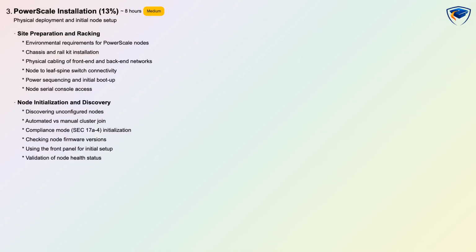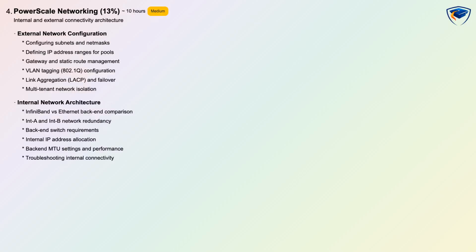Next up is PowerScale installation. In this domain, you'll cover site preparation and racking, node initialization and discovery, and the physical deployment and initial node setup of your PowerScale storage solution. Be prepared to answer questions about environmental requirements for PowerScale nodes, chassis and rail kit installation, and physical cabling of front-end and back-end networks. The PowerScale networking domain is also crucial.